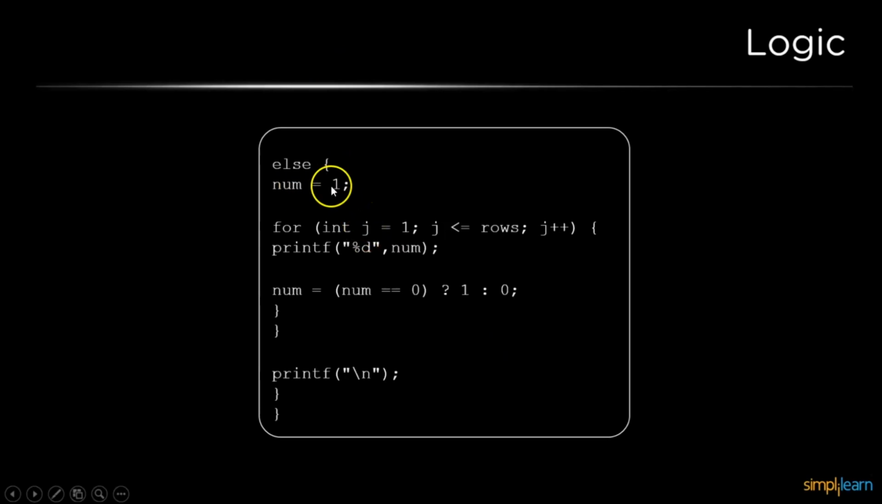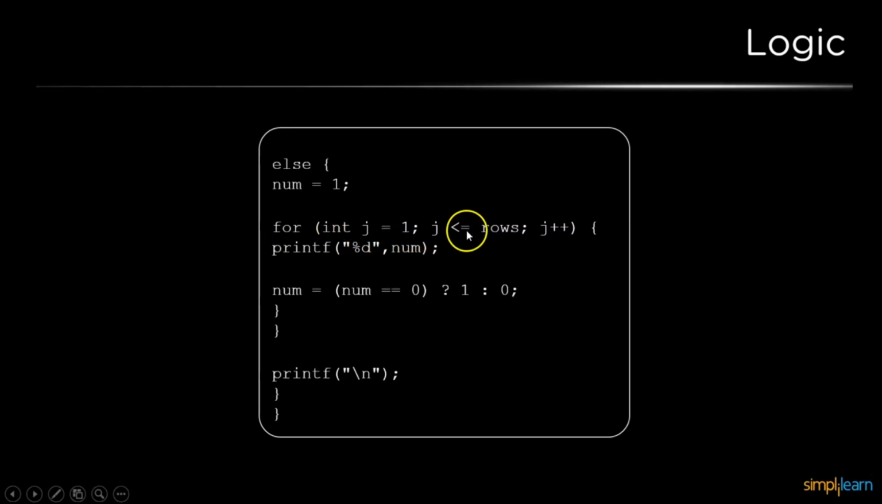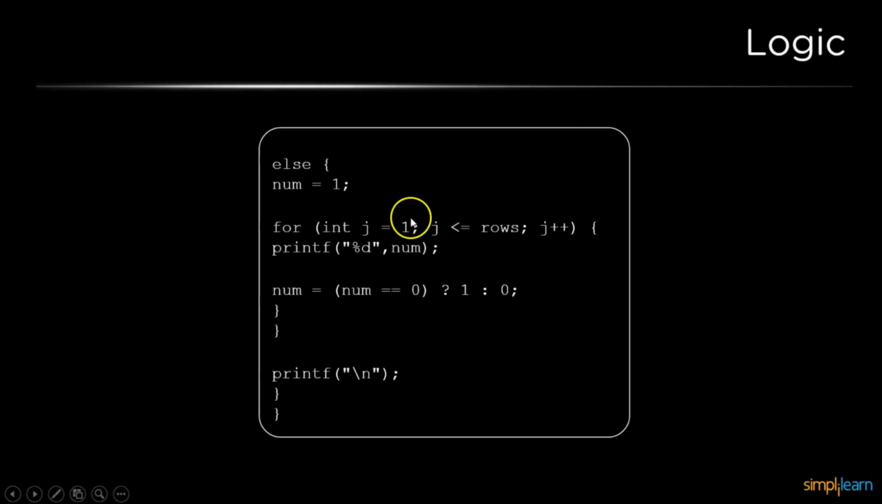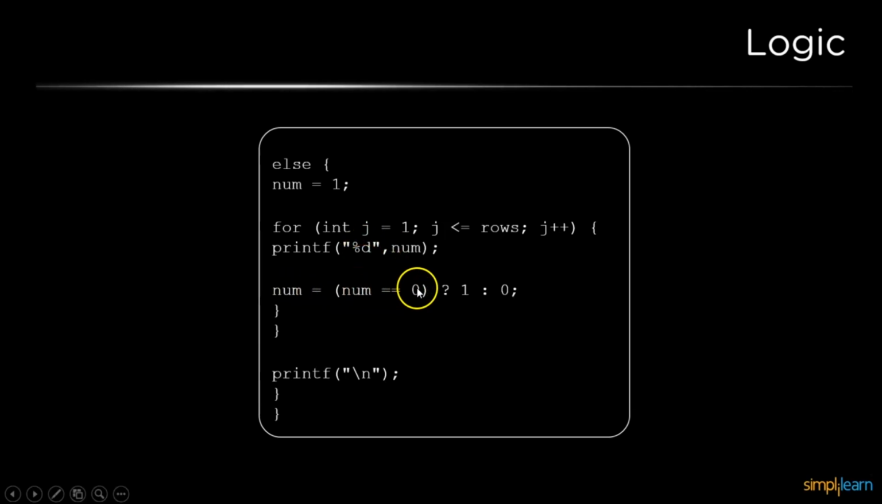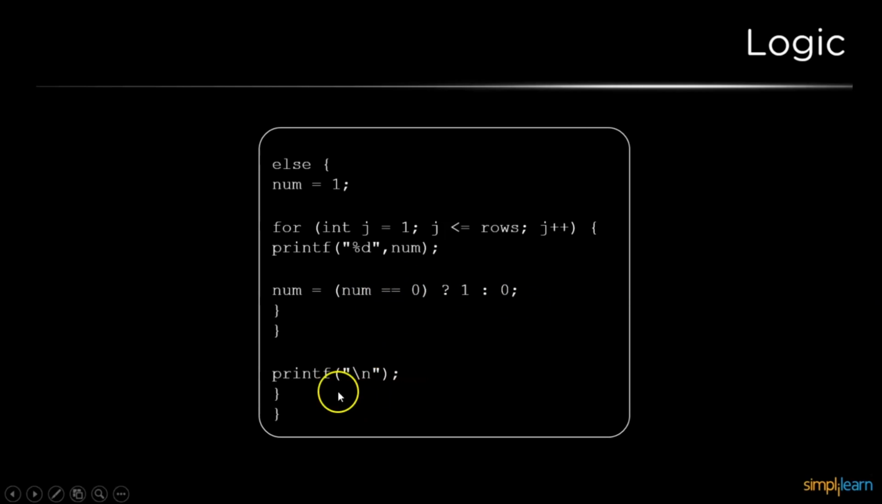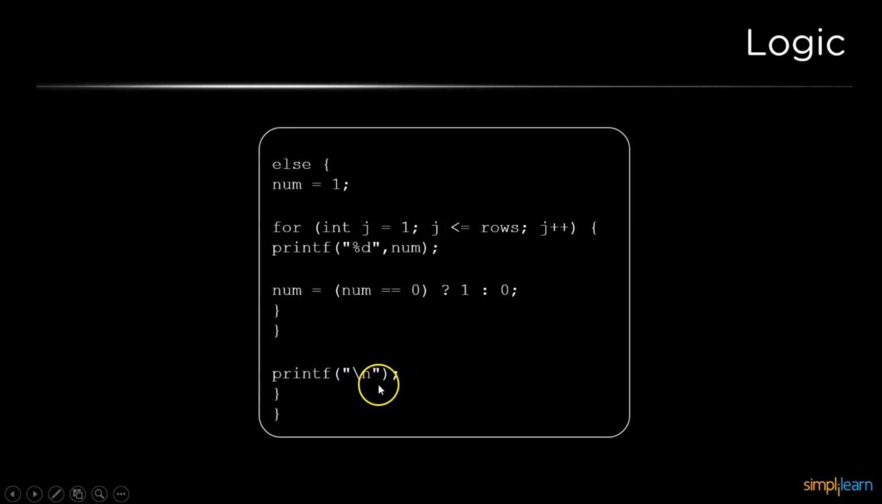Then we have num is equal to 1, so we have another for loop where int j is equal to 1, j is less than or equal to rows, j plus plus. So here if j is equal to 1 and j is less than or equal to rows, it prints the number, that is when num is equal to 0. If this is satisfied, it prints 1, else it prints 0, else it will transfer the control to the next line. So now let's try to execute the program.